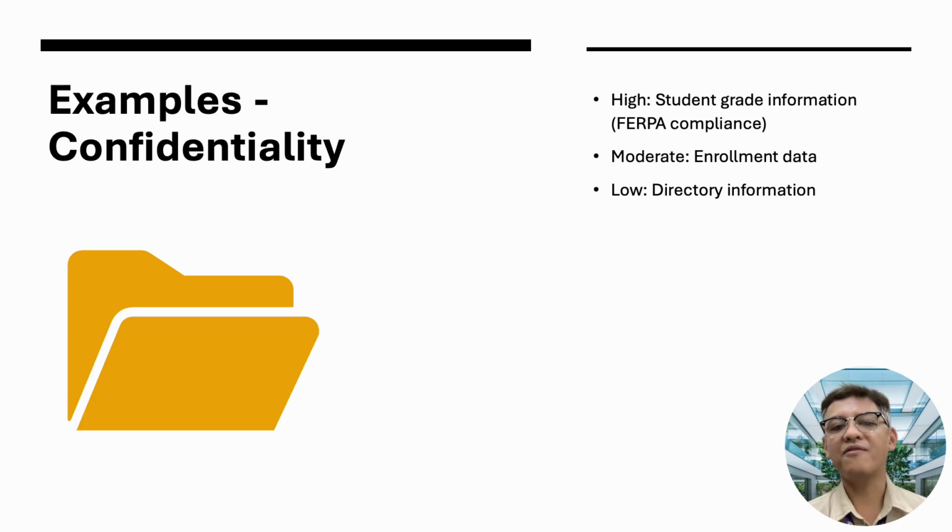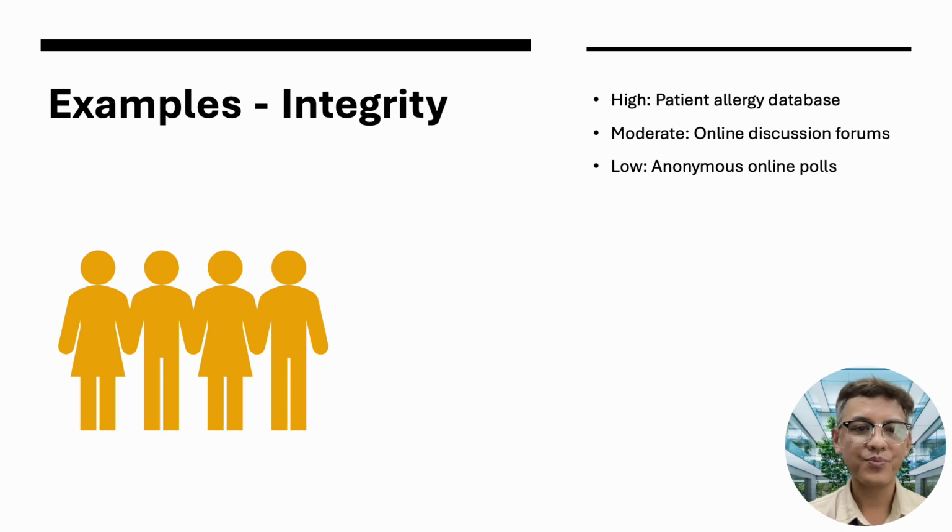An example of low confidentiality is publicly available directory information. Lists of faculty members or department contact details, for instance. Such information is typically openly published, and poses minimal risks if accessed by unauthorized individuals.